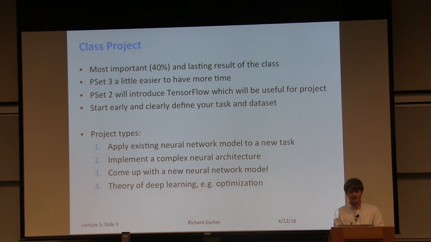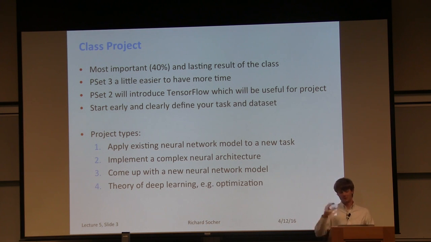The second one is to just implement a complex neural architecture that goes far beyond the kinds of things we covered in the class. So for instance, there will be attention or memory mechanisms, neural Turing machines, dynamic memory networks, more complex architectures. And that is definitely more advanced than the first type of project.